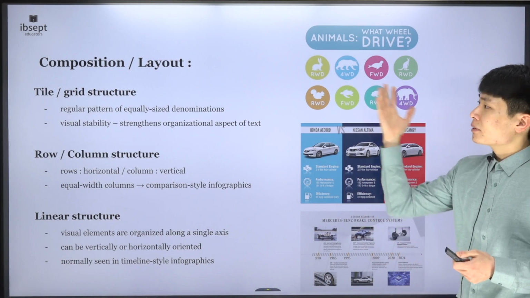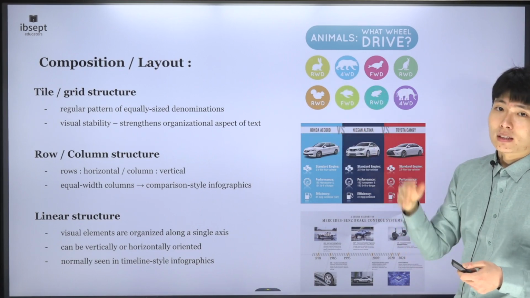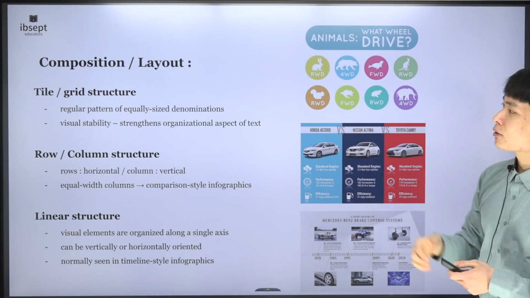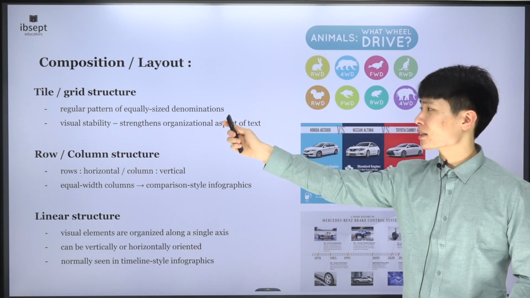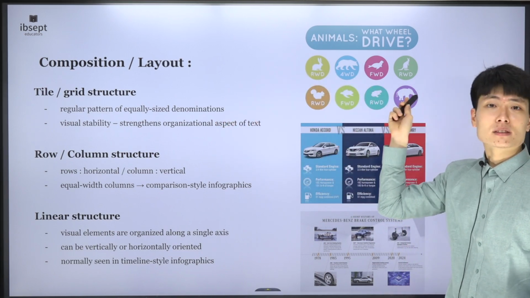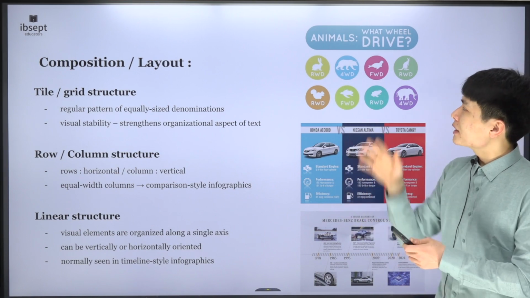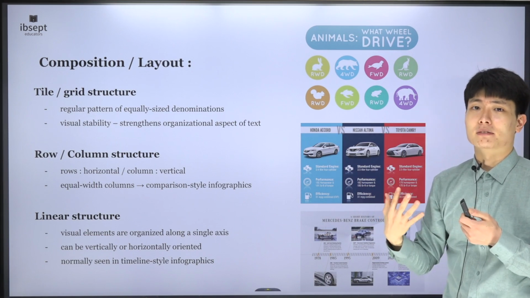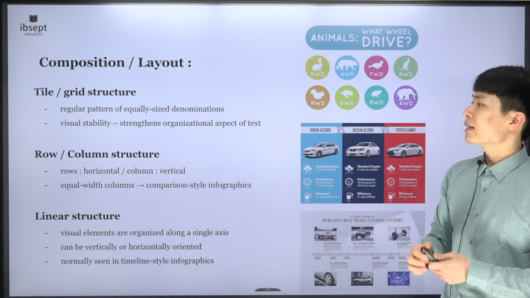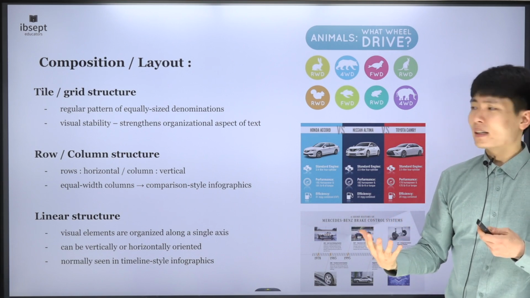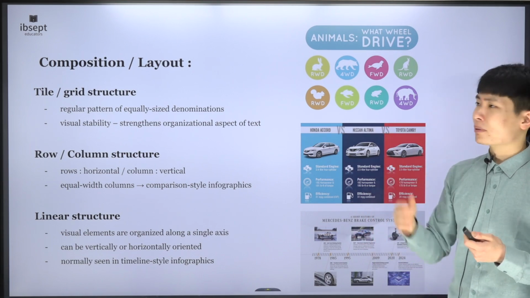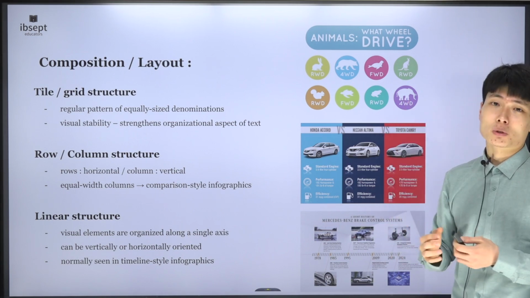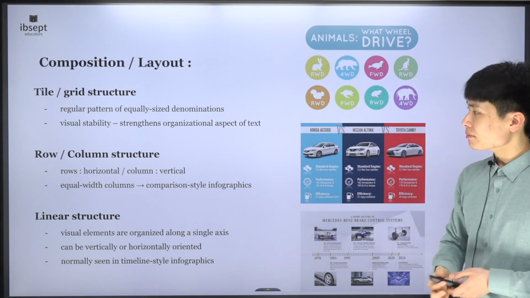So moving on from that, we can also look at tile and grid structures. Again, this is something you probably understand innately. To define it for you, a tile or grid structure is basically a regular pattern of equally sized denominations. And because it looks very neatly organized, what it creates is a sense of visual stability. It strengthens the organizational aspect of the text, makes it look more formal, more professional. It increases the ethos, the credibility of a visual source, maybe an infographic, say.